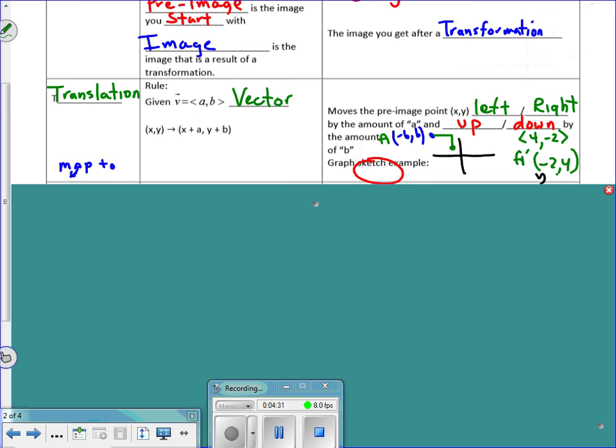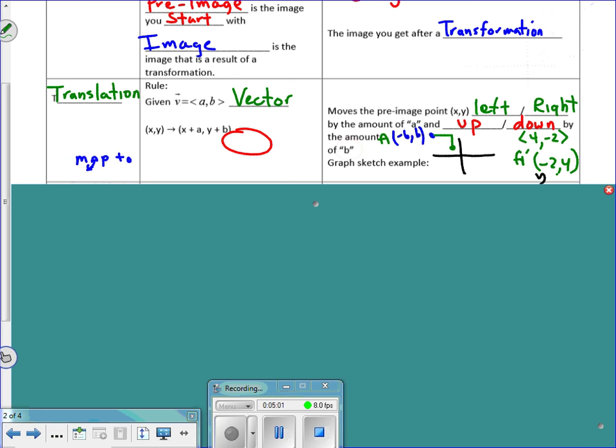Now, if you look at the rule over here, I just applied it. Given some point X, Y, I can map it to a new point using the vector by taking X and adding A, and taking Y and adding B. Now, this is one way that I'll tell you how I want you to slide or glide or translate your object. They're different words meaning all the same thing. This is another style of telling you that same information.